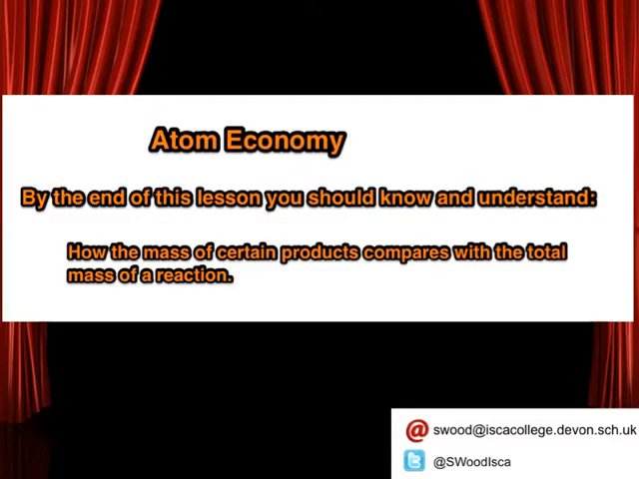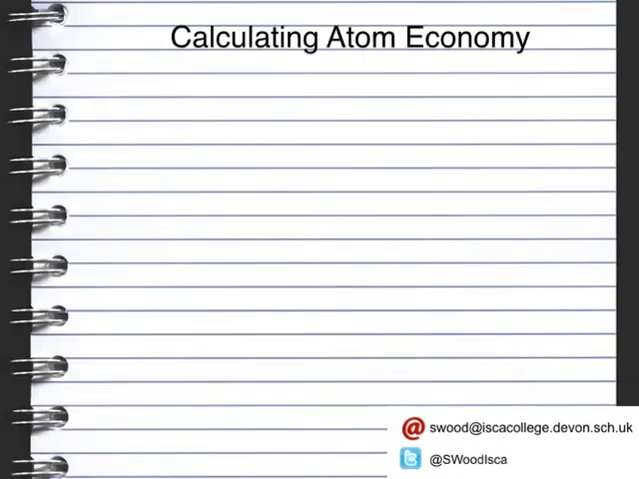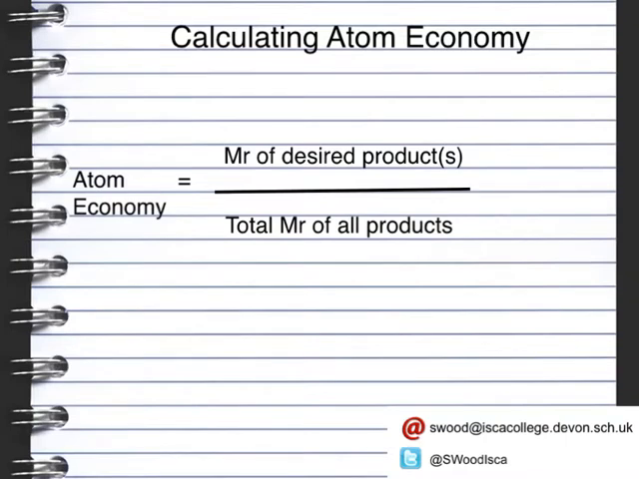Okay, so let's have a look at our objectives for today's lesson on atom economy. By the end of this lesson you should know and understand how the mass of certain products compare with the total mass of a reaction. Now, atom economy is the calculation of how much product is actually wasted during a chemical reaction. To calculate it we can use this equation, where the atom economy is equal to the mass of the desired product or products over the total mass of all the products.